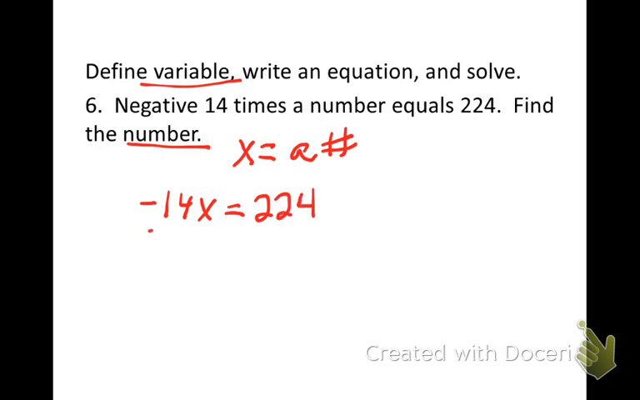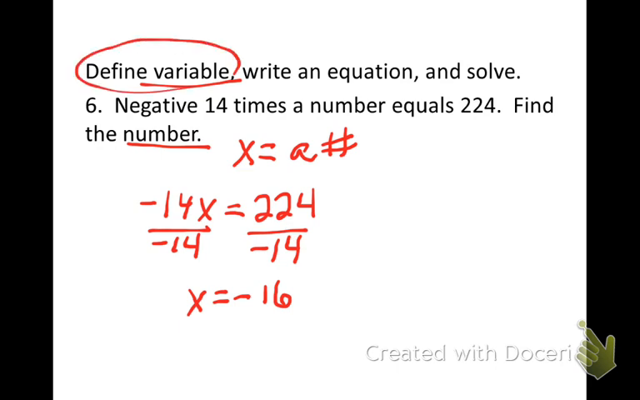So the opposite of multiply by negative 14 would be divide by negative 14. And here's probably an example when we're dividing by a 2-digit number. I probably wouldn't be upset if you used a calculator. Signs are different, so it's going to be negative. And then if you do that on the calculator, you're going to get 16. So that would be your answer, x equals negative 16. But make sure you define your variable or it's going to be wrong to start with.